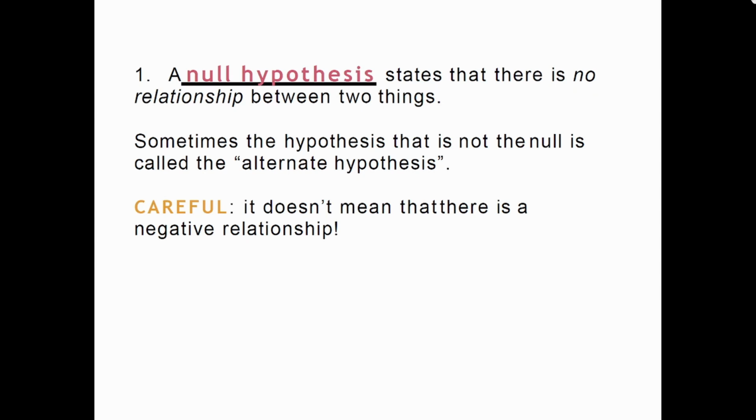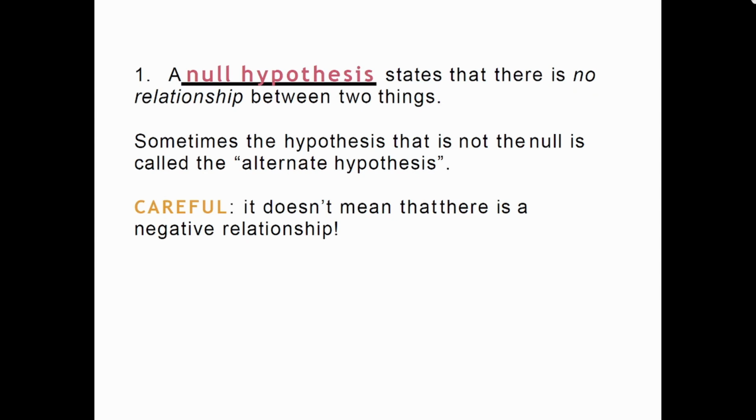Now, it's also possible that you have more than one hypothesis for the same observation. One of those extra hypotheses you might have is the null hypothesis. The null hypothesis says there's no relationship between the two things. Sometimes it's called the alternate or the alternative hypothesis, but in general, I usually hear it just called the null hypothesis. It doesn't mean there's a negative relationship though.